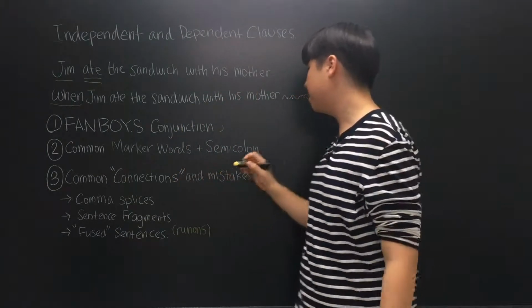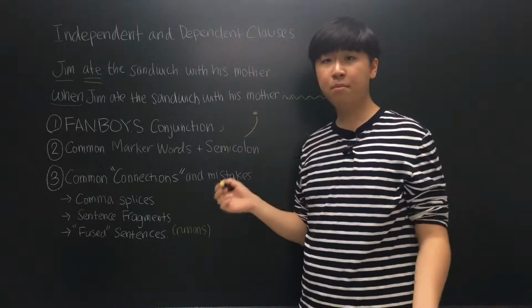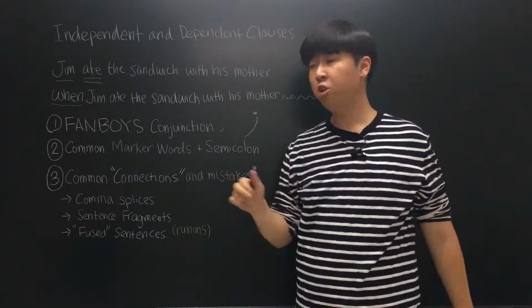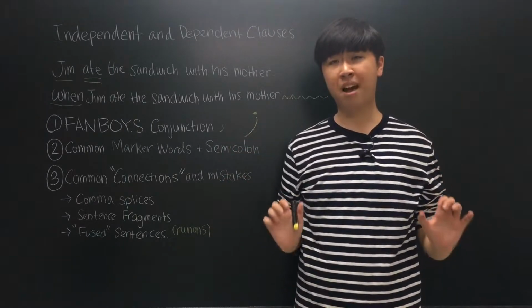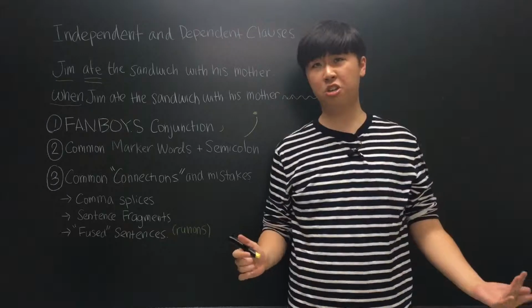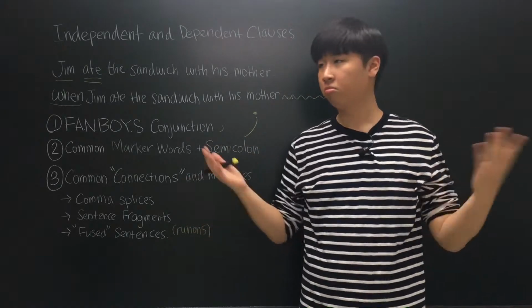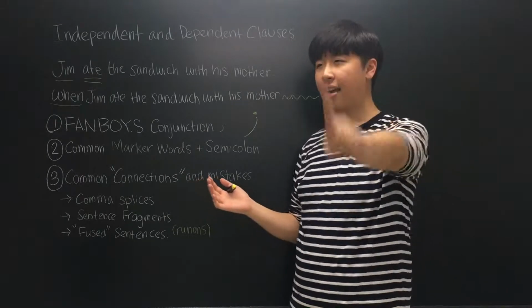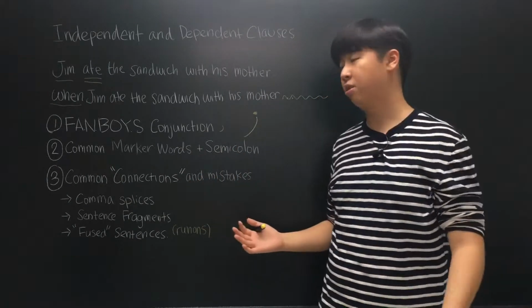Another option is this. This is a semicolon. Sometimes you don't need a fanboys conjunction. You just put a semicolon in between the two independent clauses, and that is grammatically correct. Another time, you can just end the sentence and start a new sentence, capitalize the next word. Not very difficult. So combining independent and independent clauses is one of the simpler things to do.